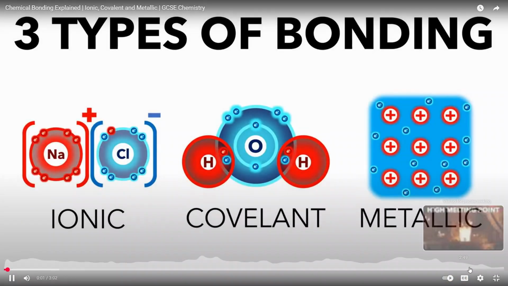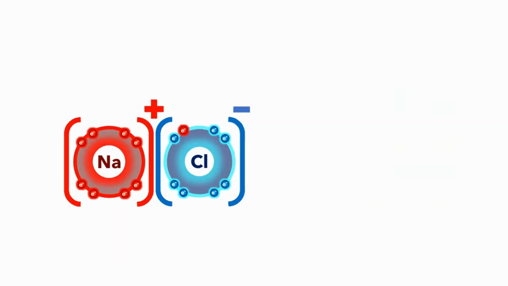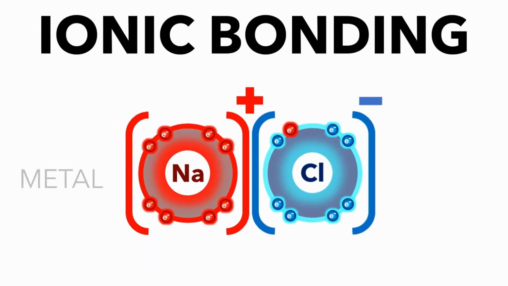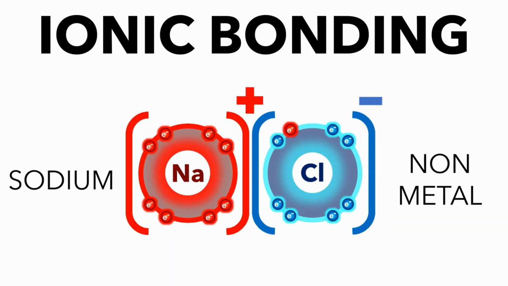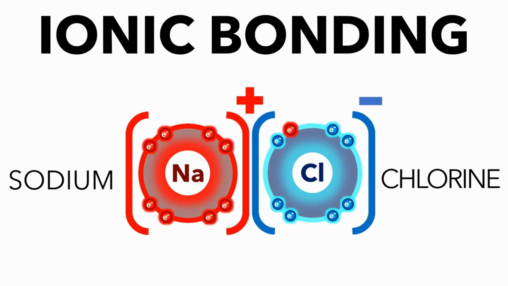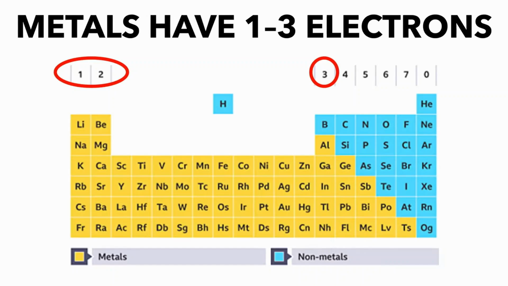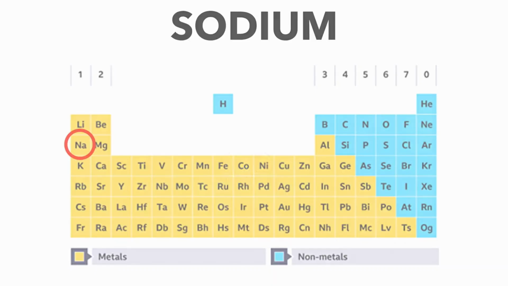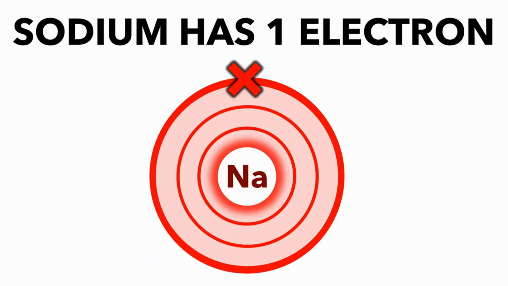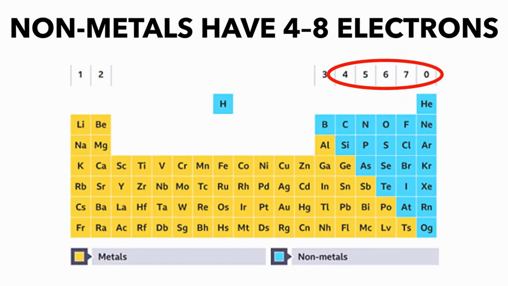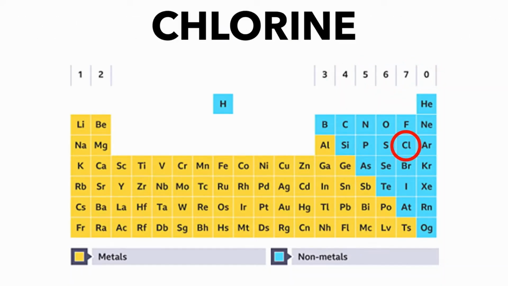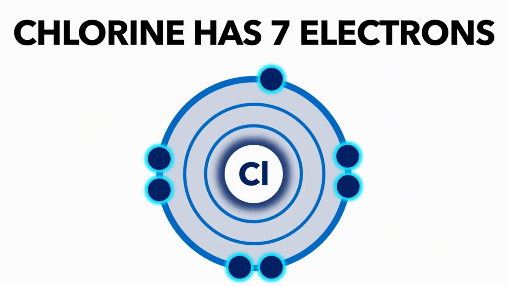This video explains how the three types of chemical bonding work. First, ionic bonding, between metal and non-metal atoms, for example, sodium and chlorine. All metal atoms generally have between 1 and 3 electrons in their outer shell. For example, sodium has 1 in its outer shell, shown as a cross. Non-metal atoms generally have between 4 and 8 electrons in their outer shell. Chlorine, for example, has 7, shown as dots.